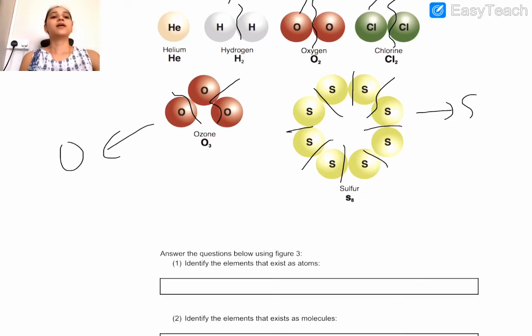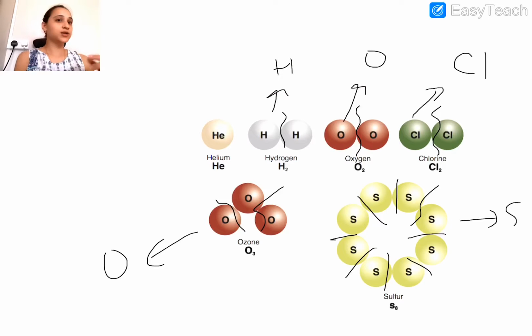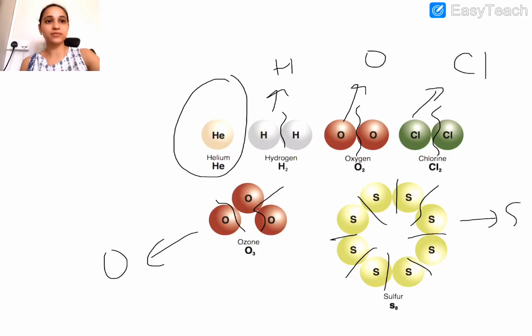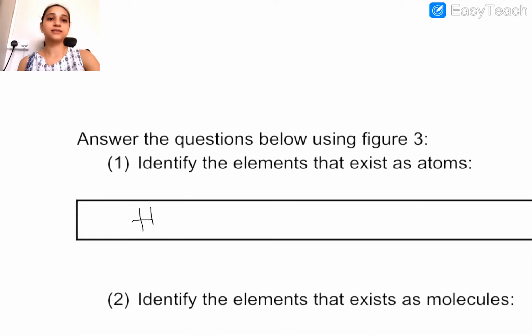Now, some of these elements exist as atoms. What are atoms? Atoms are the smallest particles. So which of these elements are made up of only one particle, one atom? That's helium. It has only one atom. It's not bonded to anything else, so it exists as an atom. So I would answer this as helium.